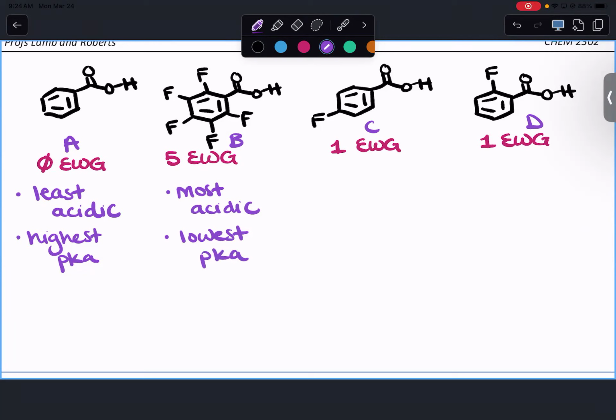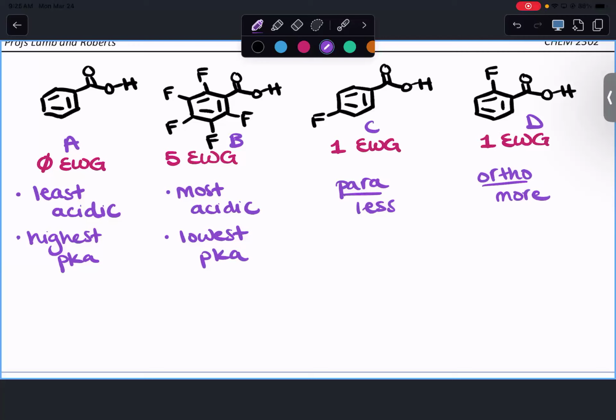Now we have the case of 1 electron withdrawing group each. Remember that if you just have 1 electron withdrawing group, and it's the same one, we just have to look at distance. And remember that if it's ortho, it's going to be closer, and if it's ortho, it's going to be more acidic. And if it's para, it's going to be less acidic. So para less and ortho more.